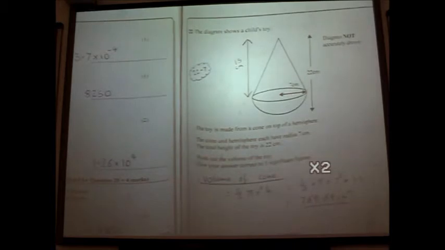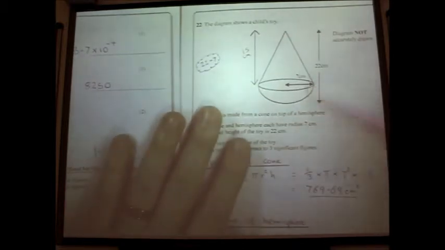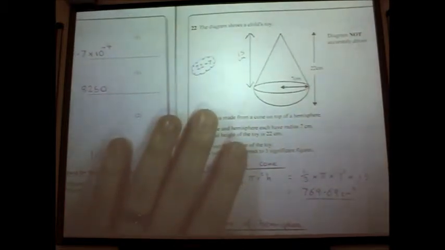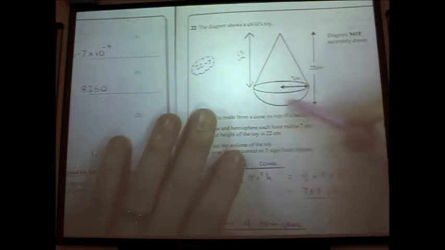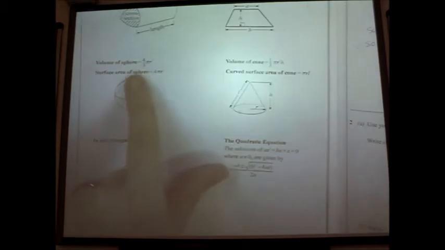There you go. You've got to work out the volume of this. It's made up of a cone and a hemisphere, which is a semicircle. You need to remember that the formulas for these are in the front of the exam paper. I'll quickly show you. Volume of cone is there, and volume of sphere is there. Of course, the volume of sphere you've got to divide by 2 because it's a hemisphere. But we'll get into that.